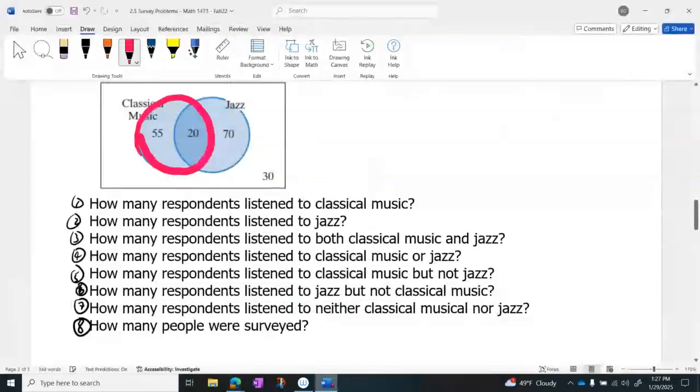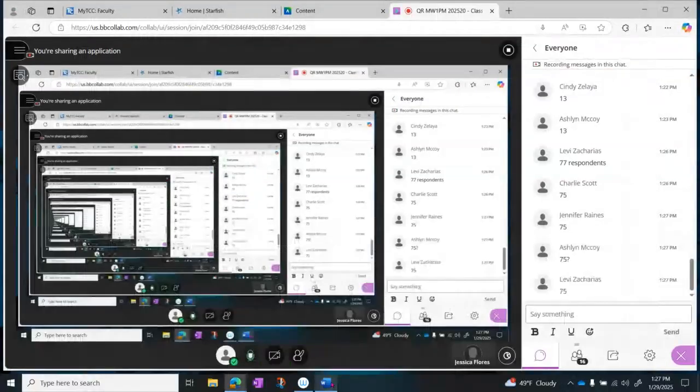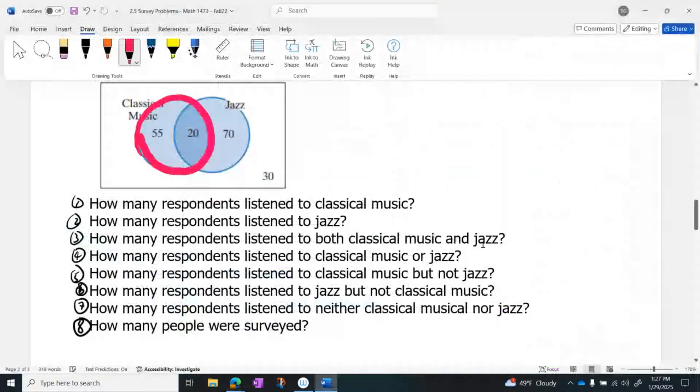What is 77, Levy? 77. Where does that come from? Is it a typo? It's 75, right? Yeah, 75. Why do we have 75? Because you have 55, you have 20.